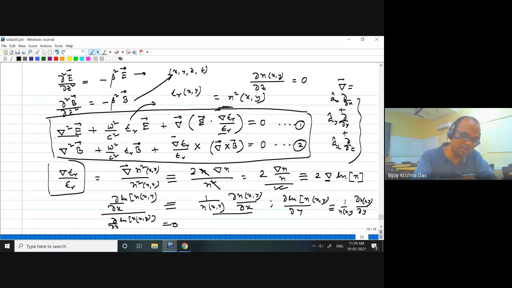Then the 3 x components I add together must be equal to 0. Similarly, if I find the y component from the 3 terms, they will also be equal to 0. The z component also will be equal to 0. So that means equation 1 is a vector wave equation.